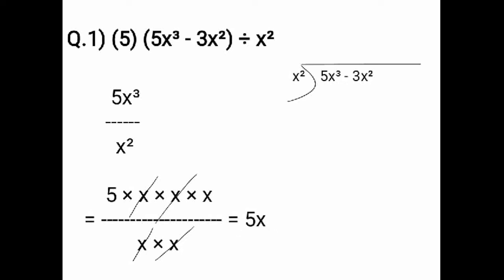x square into 5x is plus 5x cube, because plus into plus is plus. If you multiply 5x into x square, answer is 5x cube. If plus sign is there, next step you have to take the opposite sign, minus, and then you have to cancel, because 5x cube minus 5x cube, answer is 0. Minus 3x square, you have to bring it down.